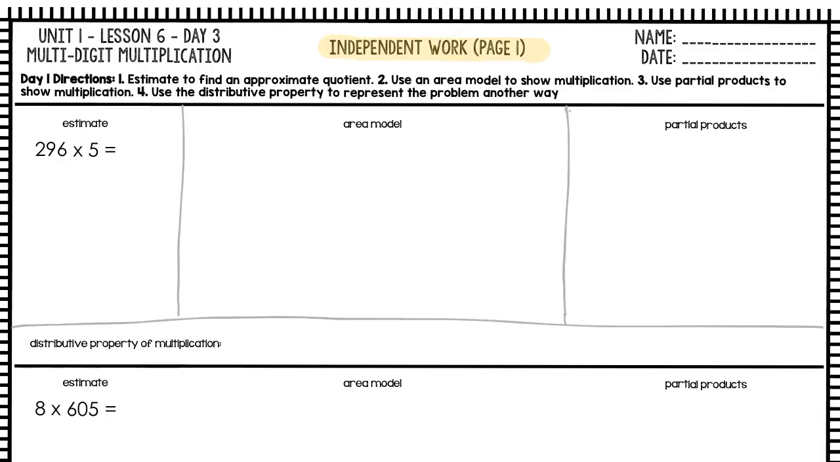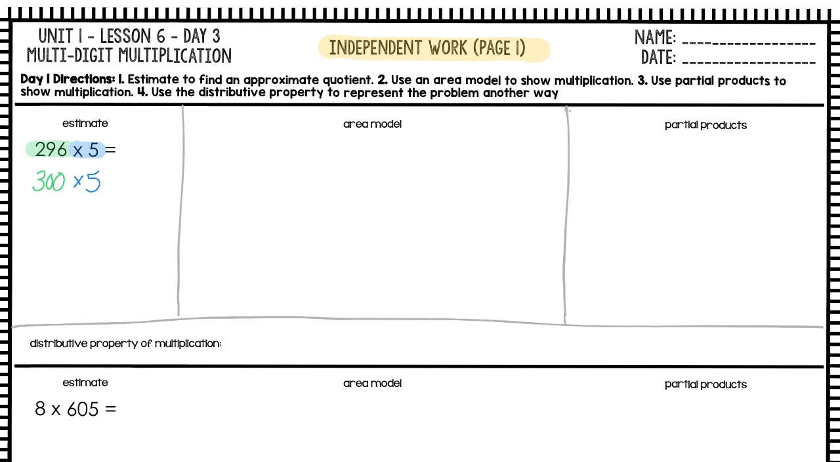All right, let's begin. We're going to begin by taking the problem 296 and multiplying it 5 times. Now, 296 is close to what number? When we estimate, we're going to choose what number it's close to. Since this is a 3-digit number, I'm going to round to the nearest hundred. So 296, is it closer to 200 or 300? 300. So we're going to take 300 times 5.